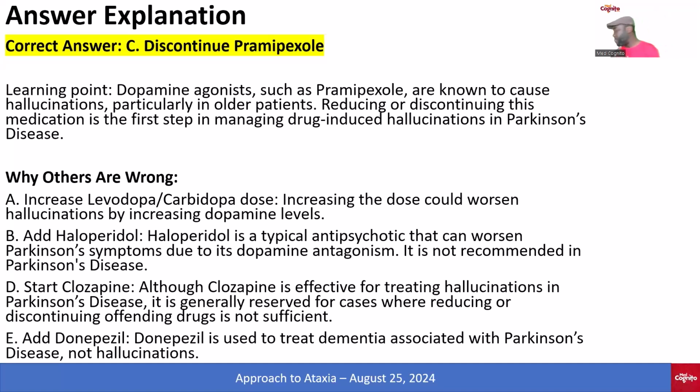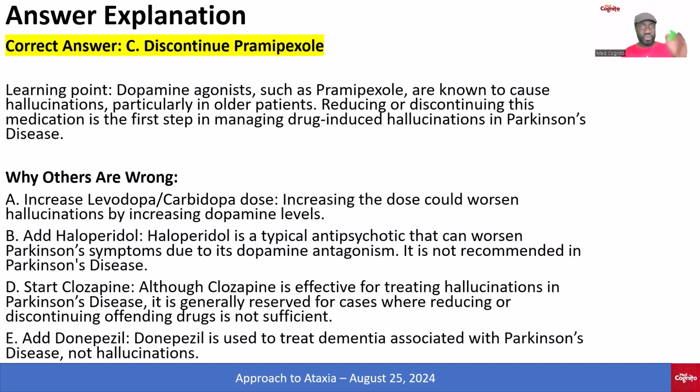Clozapine, yes. And donepezil, you said that it's just used to treat the Parkinson's disease, but not in this case, because the patient is suffering from visual hallucinations. Doctor, it is used to treat the dementia part of Parkinson's disease. Dementia of Parkinson's disease, but this patient is suffering from visual hallucinations, so hallucinations will not be cured by donepezil. Yes, beautiful, beautiful, beautiful.